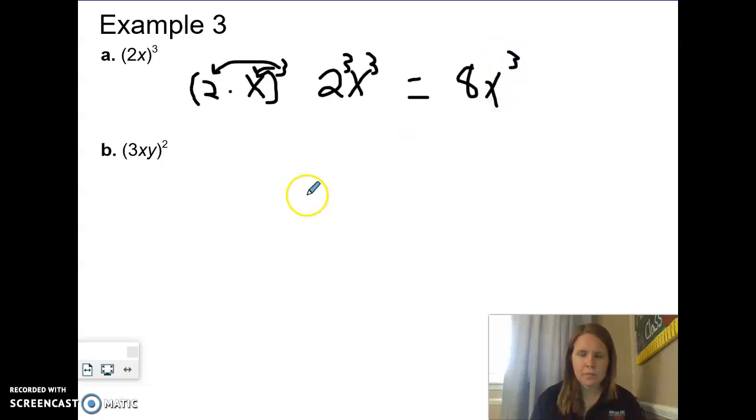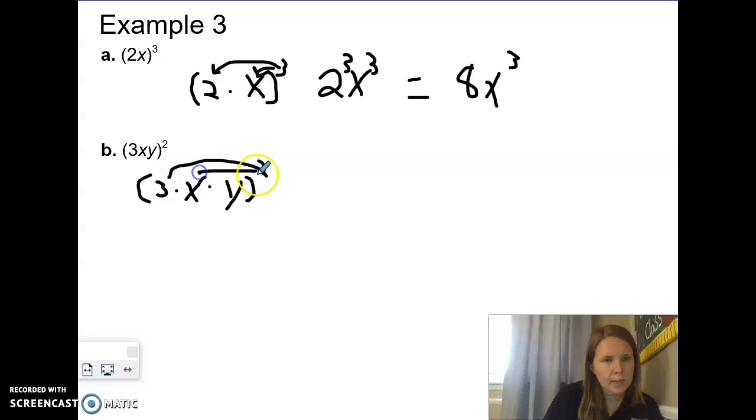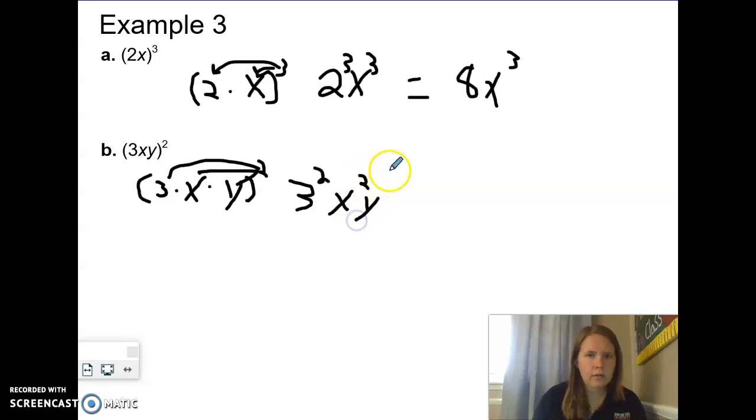Okay. Same with this one then. It means we've got 3 things on the inside. I've got 3 times x times y. Again, I need to distribute that exponent to each part. So it's going to the 3 as well as to the x and as well as to the y. So in this case, I'd have 3 squared and x squared as well as y squared.